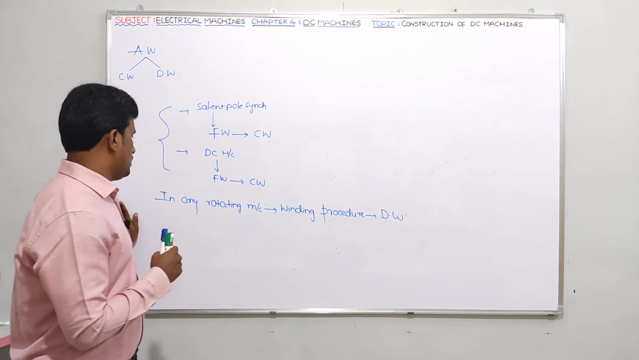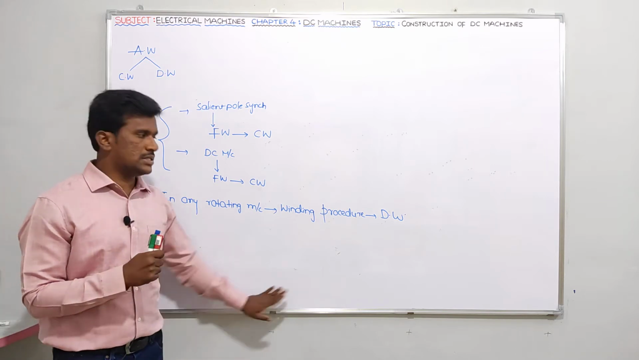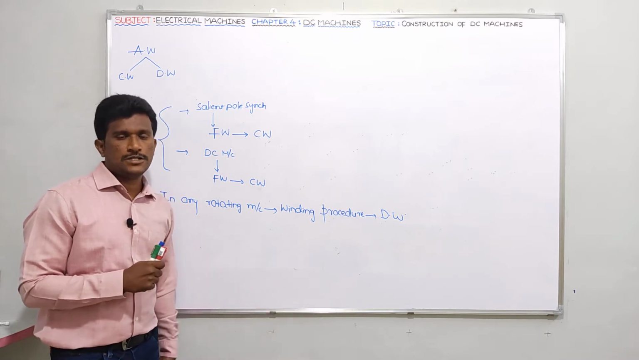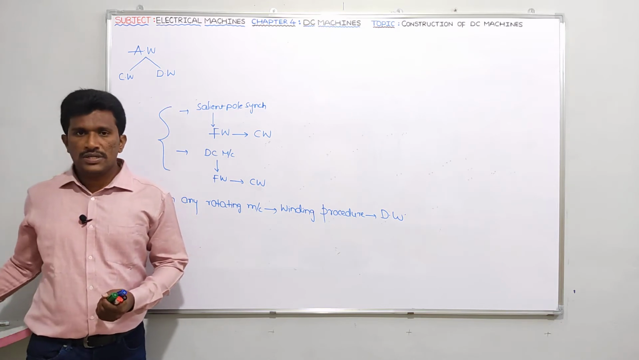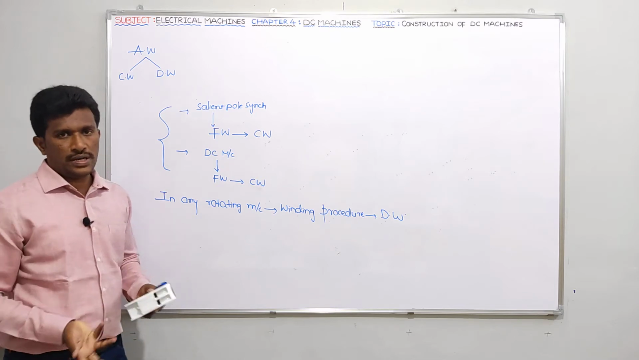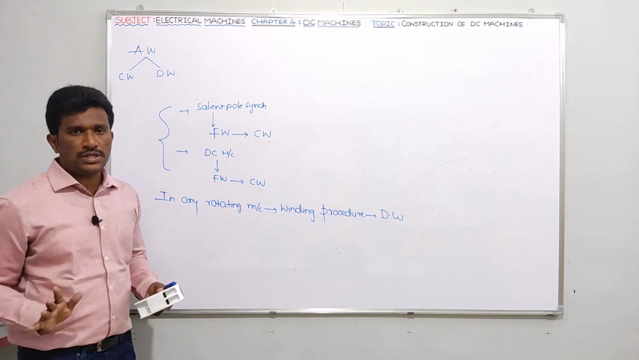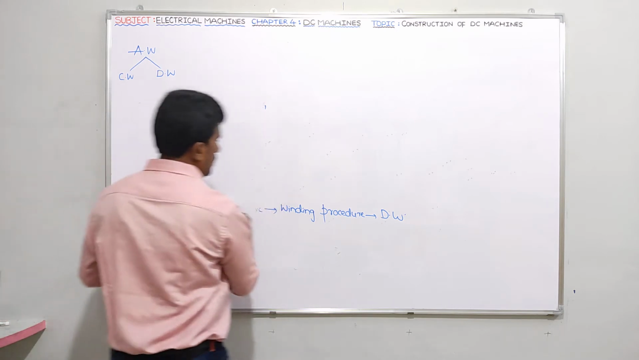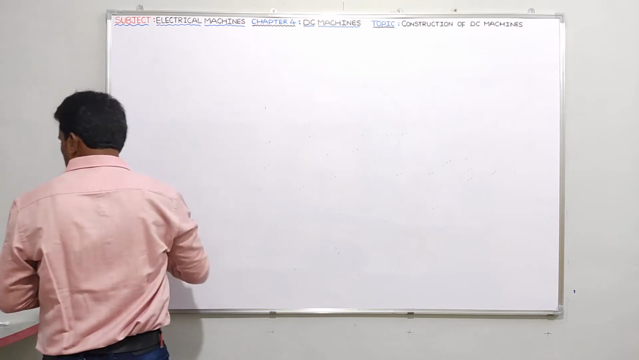in any rotating machine, generally winding procedure is distributed winding. Okay, so ultimately what is the conclusion? In DC machine, field winding is concentrated, armature winding is distributed. That is the conclusion. Okay, right guys.